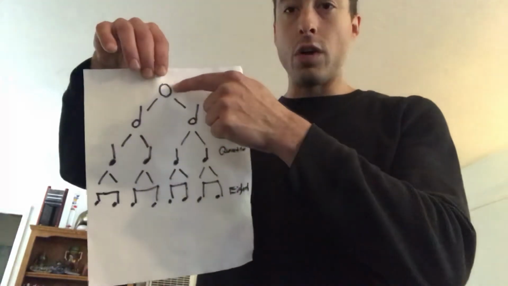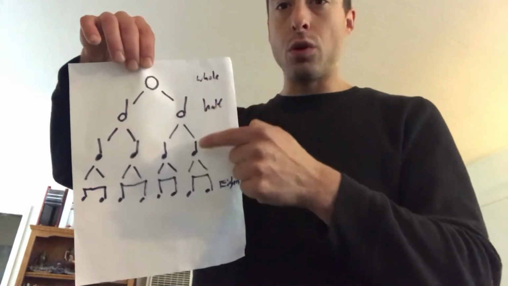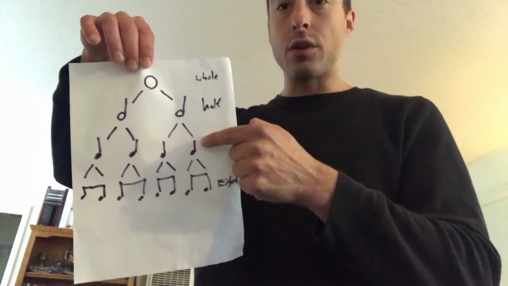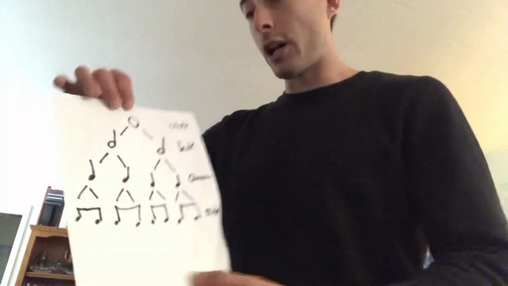You have a whole note, and there are two half notes to the whole note. There are two quarter notes to the half note. There are two eighth notes to the quarter note, and so on. That's in regular music. We always divide things by two.